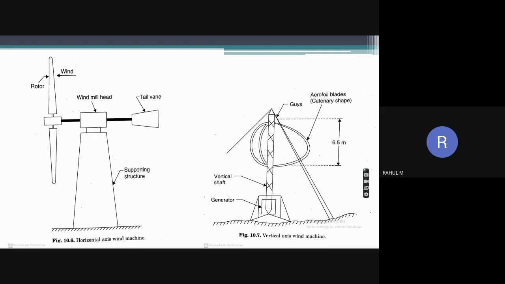The basic difference between the horizontal axis wind machine and the vertical axis wind machine is that the axis of this wind turbine is horizontal, parallel to the base. For a vertical axis wind turbine, the axis of this wind turbine is this one, and it is perpendicular to the surface. Clear or no? Very basic, right?